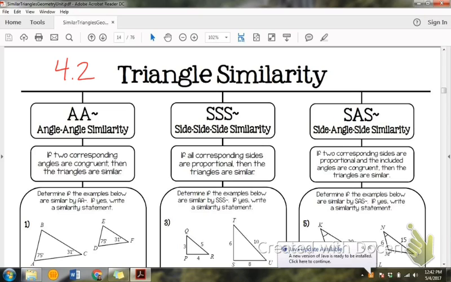Okay, triangle similarity. We proved that triangles were congruent in the last unit, and in this unit we're going to prove that they're similar. So triangles that are similar have the same shape. Let's go ahead and write this. They have the same shape, but they have different sizes.